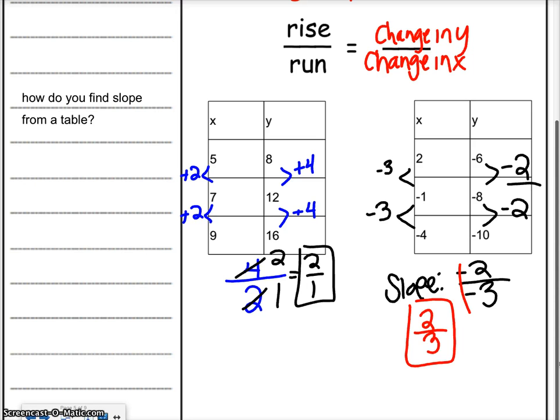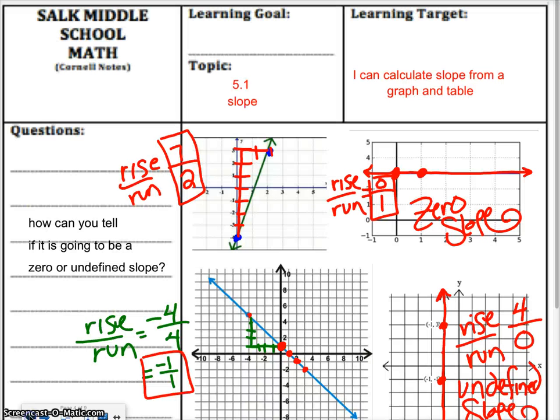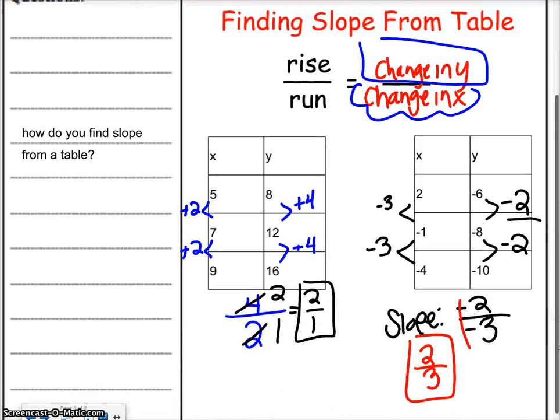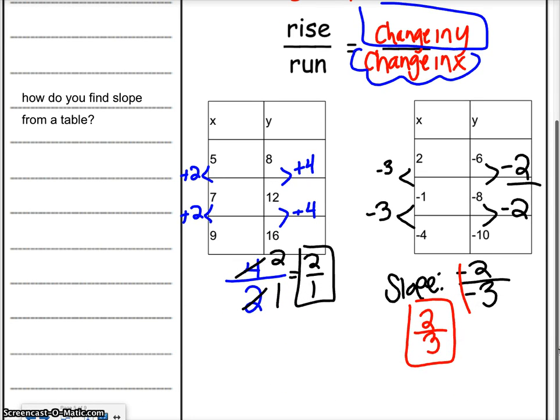Okay, so we're done with the first part of our slope lesson. You should be able to identify slope given a graph, where notice that we drew a little triangle to help us find the slope, and you're doing rise over run. You should be able to find slope given a table. Still the same process, rise over run. Rise we just know is change in y, run, change in x, and we calculate that. And that's how we find slope.